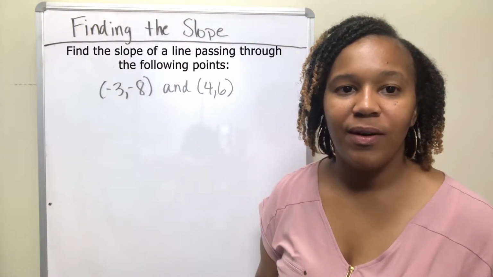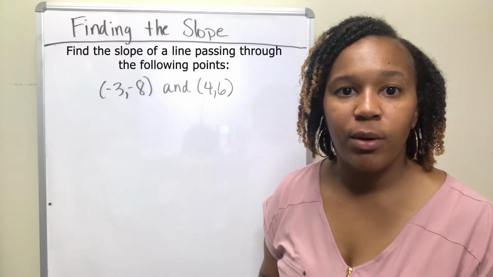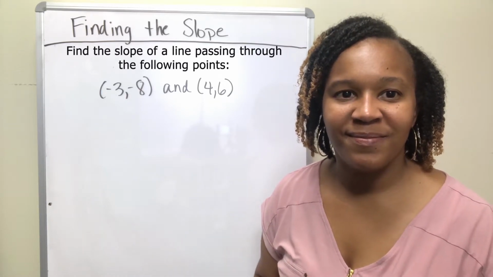Now you try this one. Find the slope of a line that passes through these 2 points. So pause the video for a moment and see if you can find the slope of this line.